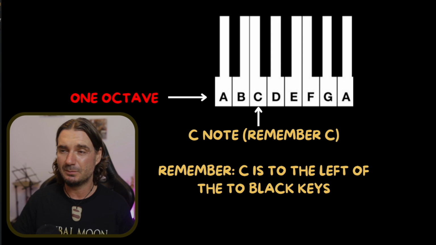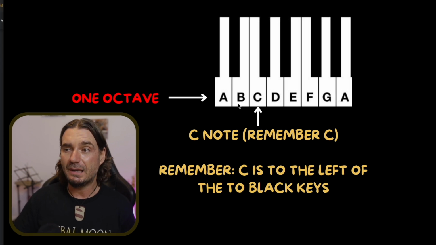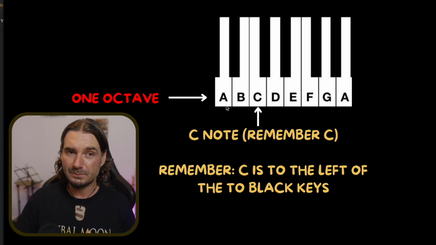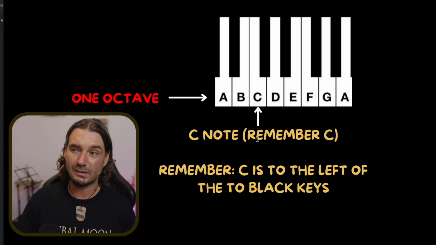Now I'm going to use a keyboard for my reference point for this lesson because it's really easy to see on a keyboard. So there's your system of A, B, C, D, E, F, and G. Now I'm just going to talk about the white keys for now. Just ignore all the black keys for now. Just look at the white keys. This system of A, B, C, D, E, F, and G, that's called 1 octave, okay? And that's really important to remember.